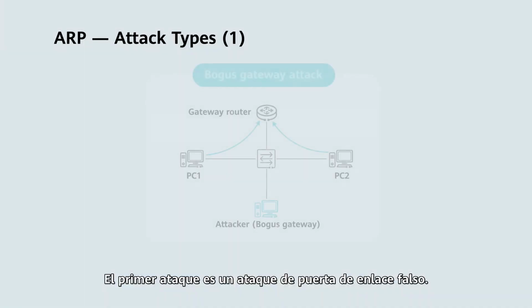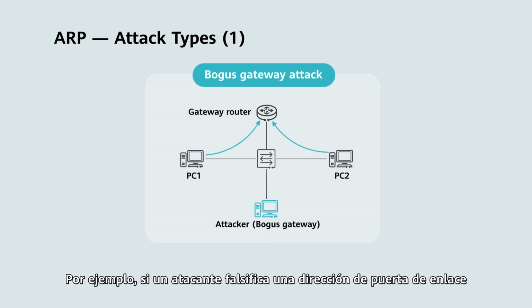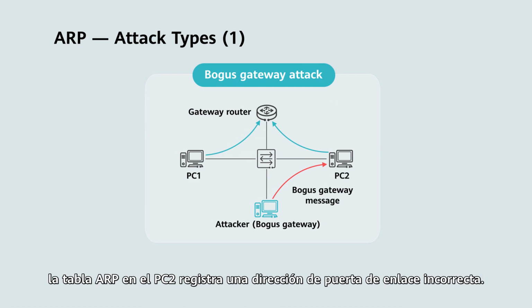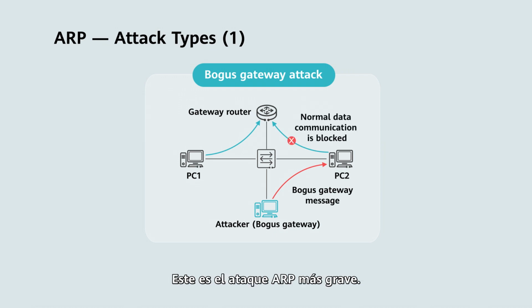The first attack is a bogus gateway attack. For example, if an attacker forges a gateway address to send ARP messages to PC2, the ARP table on PC2 records an incorrect gateway address. As a result, the gateway cannot receive data from PC2. This is a more serious ARP attack. If an attacker sends ARP broadcast messages, the entire line may go offline.